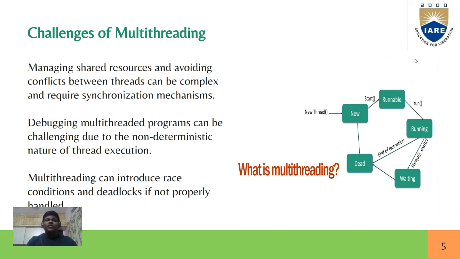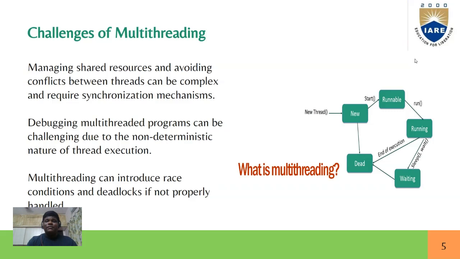As we have now studied the advantages, here we study the challenges of multithreading. Managing shared resources and avoiding conflicts between threads can be complex, which requires synchronization mechanisms. Debugging multithreaded programs can be challenging due to the non-deterministic nature of thread execution. Multithreading can introduce race conditions and deadlocks if not properly handled.